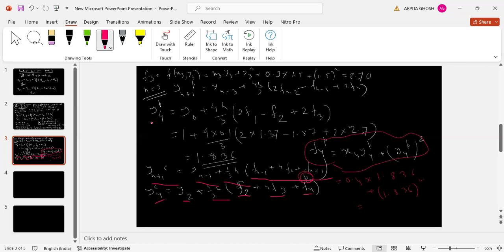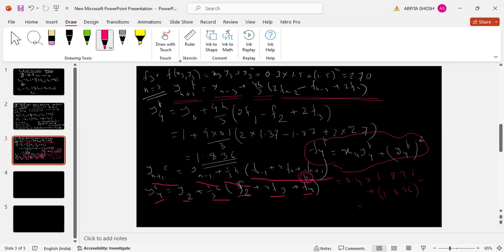By this method we can see, we can verify whether our result is correct or not, because this method comprises two sets of formulas. One is the predictor formula, the other one is the corrector formula. Predictor formula is y n plus 1 predictor equal to y n minus 3 plus 4 into h by 3 into 2 into f n minus 2 minus f n minus 1 plus 2 into f n. This is known as the predictor formula.